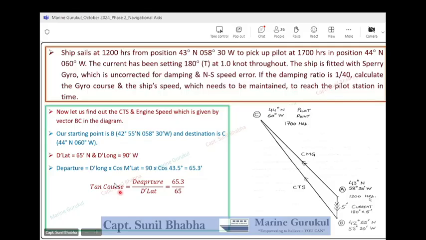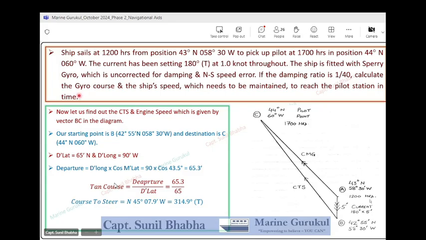Again, applying the tan course formula, which is departure upon DLAT, 65.3 upon 65 gives us the course to steer as north 45 degrees 7.9 minutes west. Converting it into three-figure notation comes to be 314.9 degrees true. So this is the true course to steer to reach our destination.